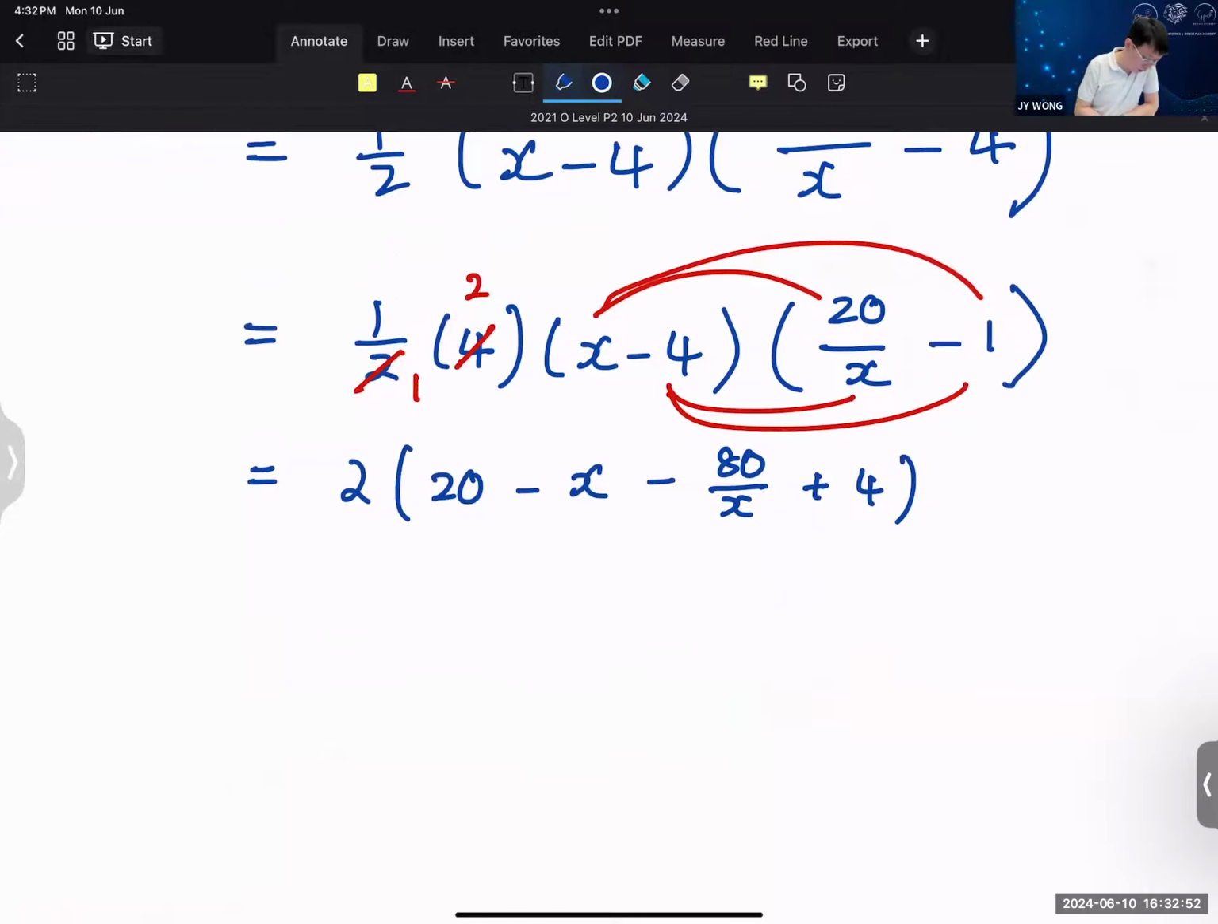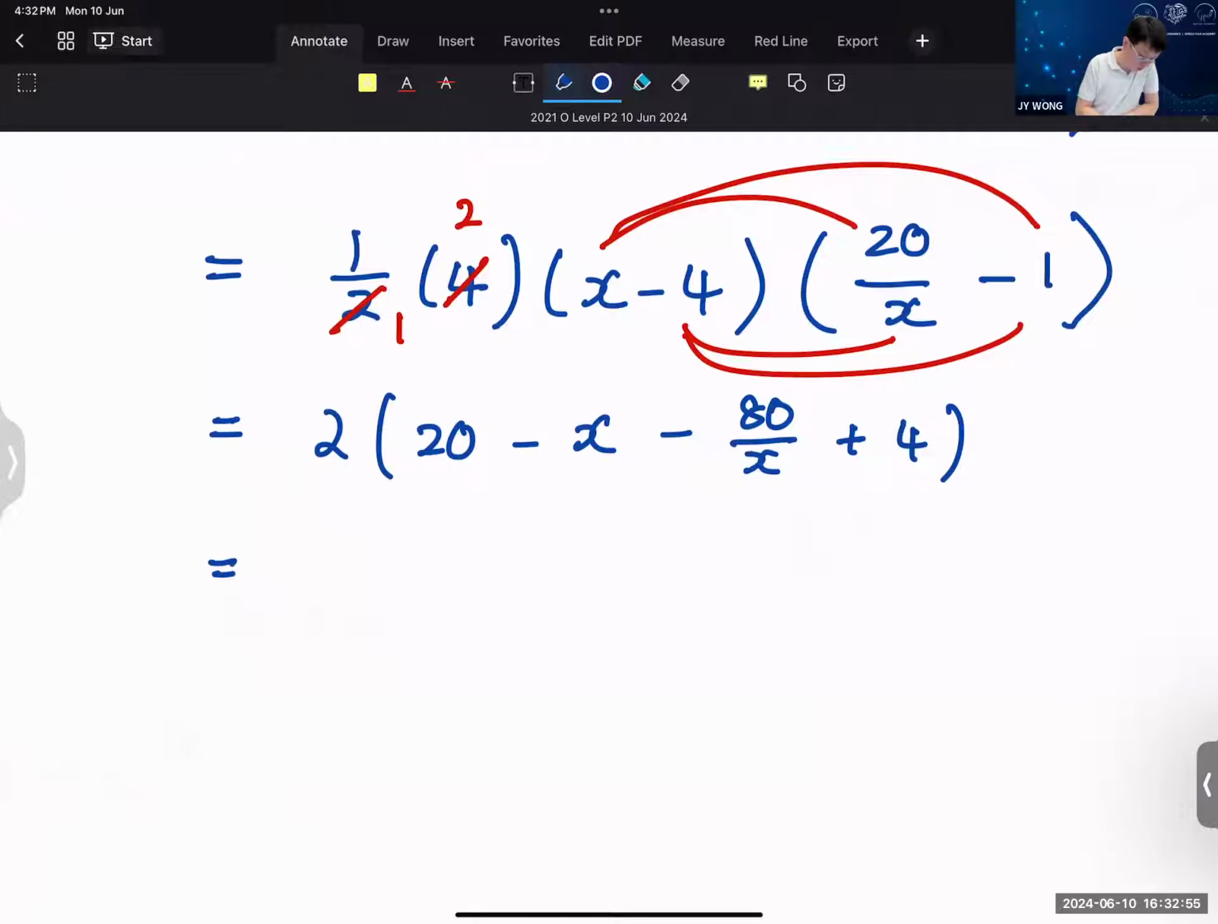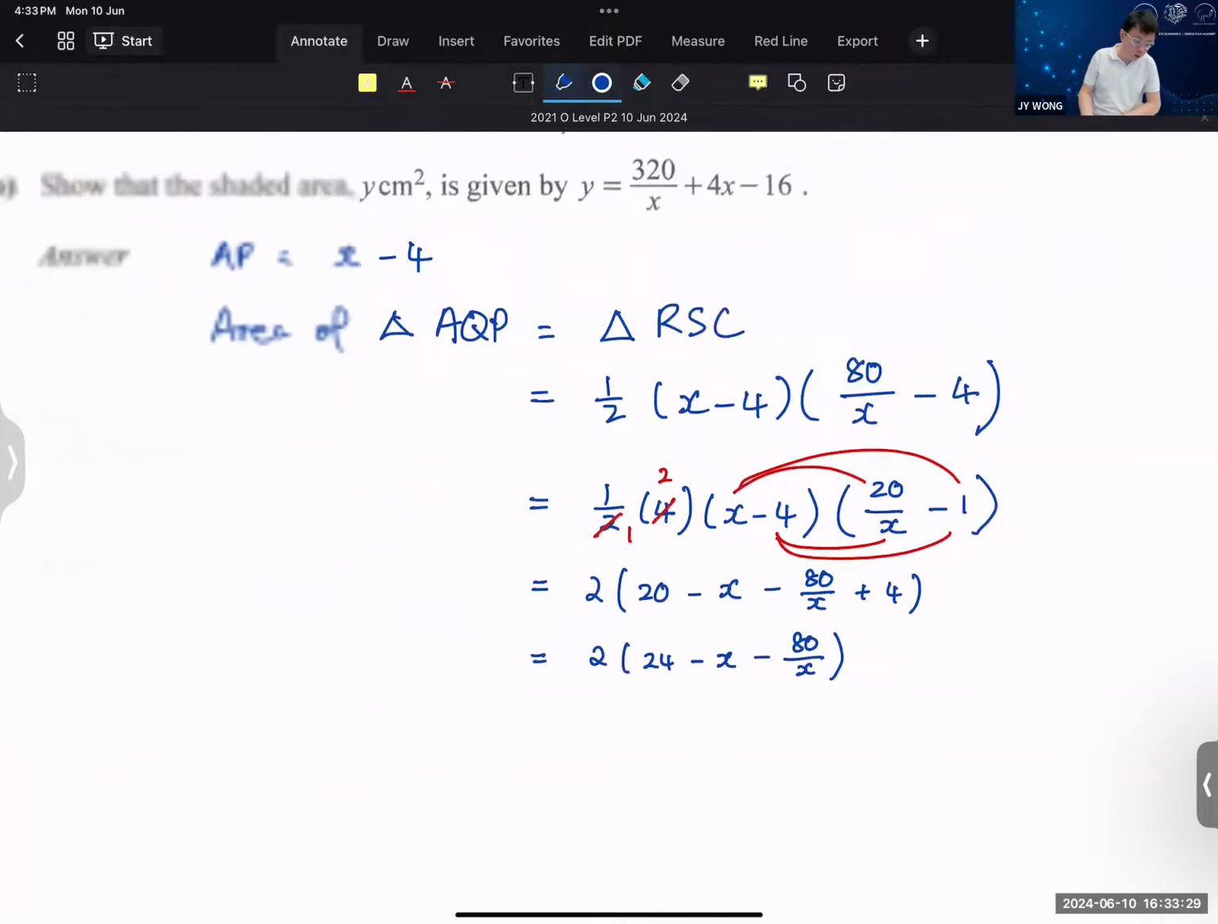Okay, from here you can simplify and then expand, multiply out the 2. Or you can not multiply out the 2 and leave it as it is, up to you. So you have 20 plus 4, so you have 24 minus x minus 80 over x. That is what you should have. Okay. So we find that this is the area of one of those right-angled triangles.